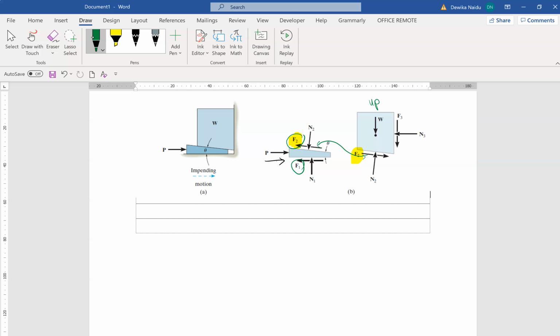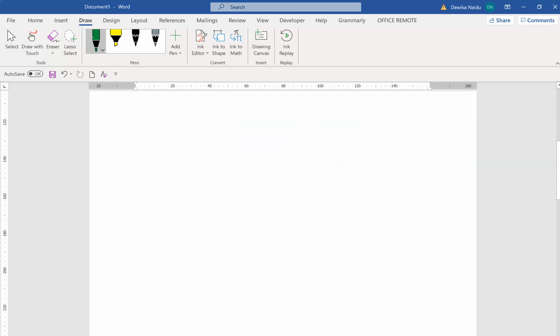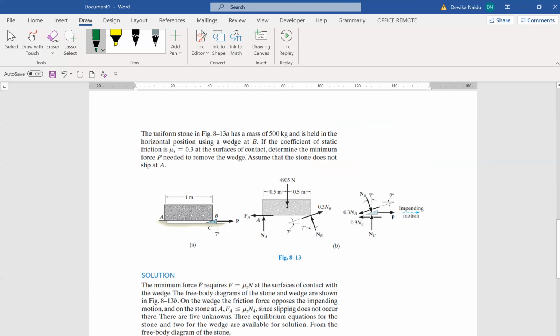Sorry, if the thing moved up, then the friction will be down. You got it or not? Yeah. Okay, that's how it is. So let's solve a question here. The most important thing to see is the wedge itself. The wedge is the key movement. Yeah. So let's look at this question.